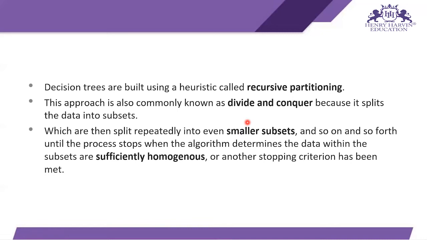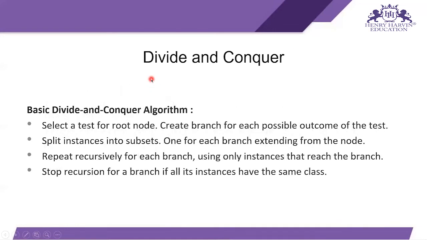We divide the subsets into smaller and smaller units till we get a particular output, till we get a leaf node, or we meet a criteria, till we are breaking down our subsets and making some conditions on it. And next, what is divide and conquer?